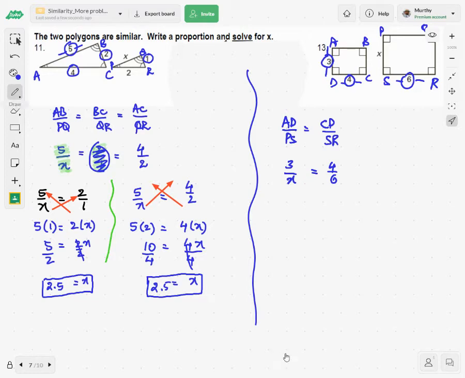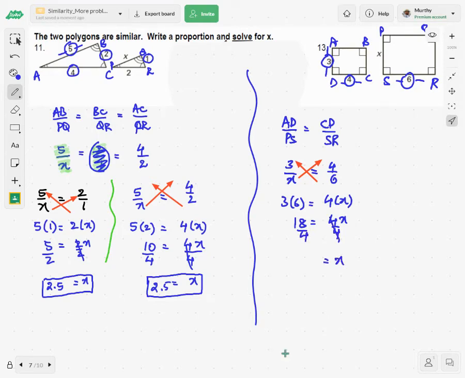Well, let me explain this one. Let's see whether your answer is correct or not. So it is cross multiplication: 3 times 6 equals 4 times x. 18 equals 4x. You know how to eliminate. So division by 4, you know how to eliminate 4.